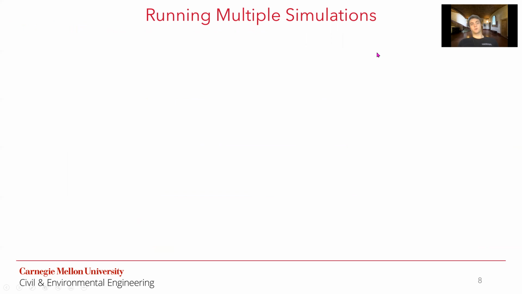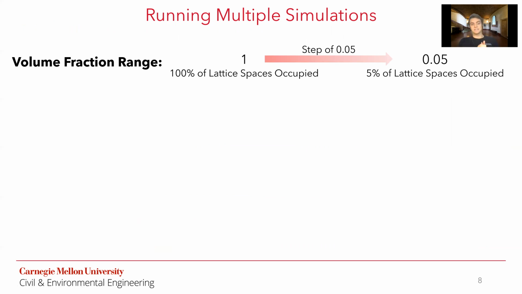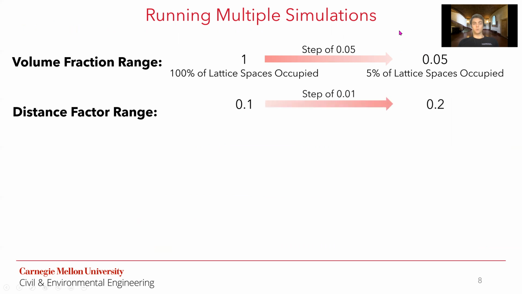Simulations were run for a range of volume fractions and social distancing factors. A range of volume fractions from 1 to 0.05 was used to form a complete density spectrum that could be used in the fundamental diagrams. The range of social distancing factors was from 0.1 to 0.2.